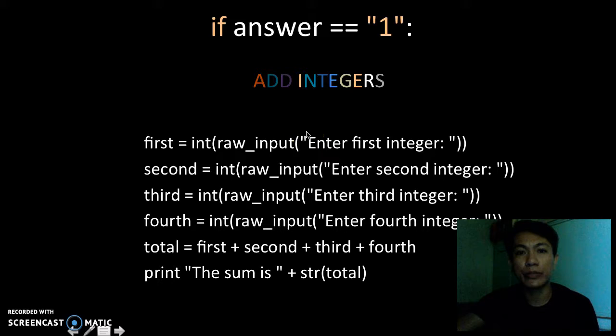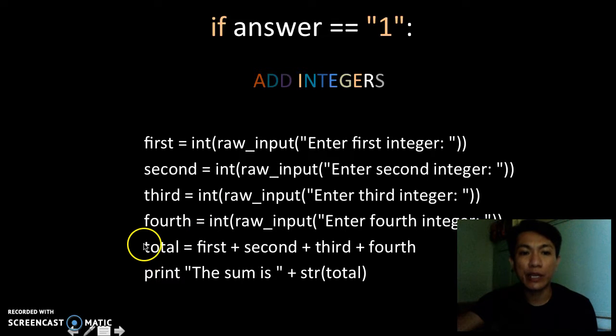We need to come up with variables. The instructions have 4 different integers that we need to add. So first, second, third, fourth here. In the expression int, outside the raw input, enter first, second, third, and fourth integer would signify that all these numbers would be a part of a mathematical computation, of a mathematical equation. Otherwise, if we do not put int, it would just concatenate the numbers.